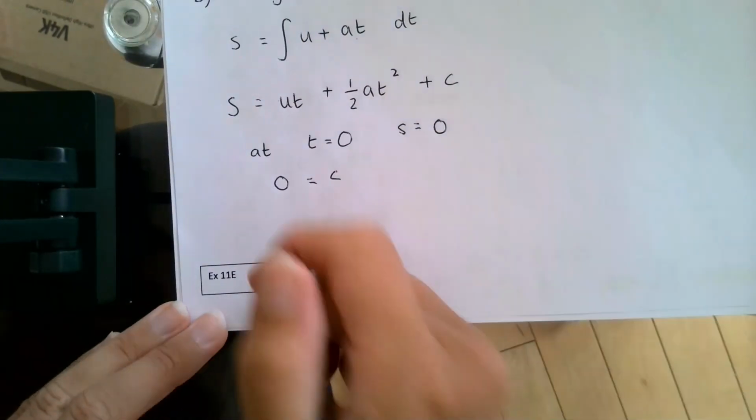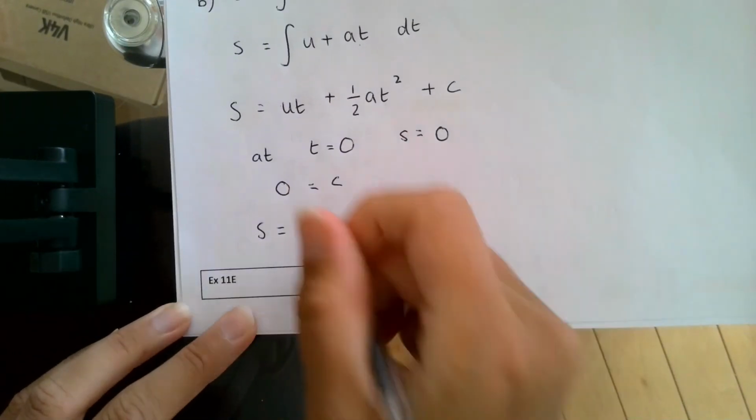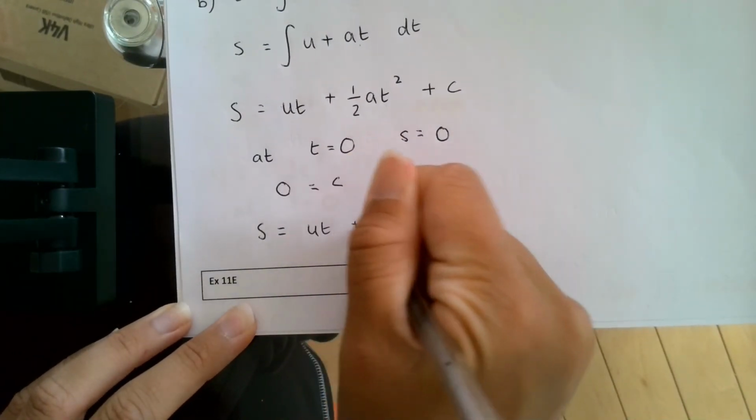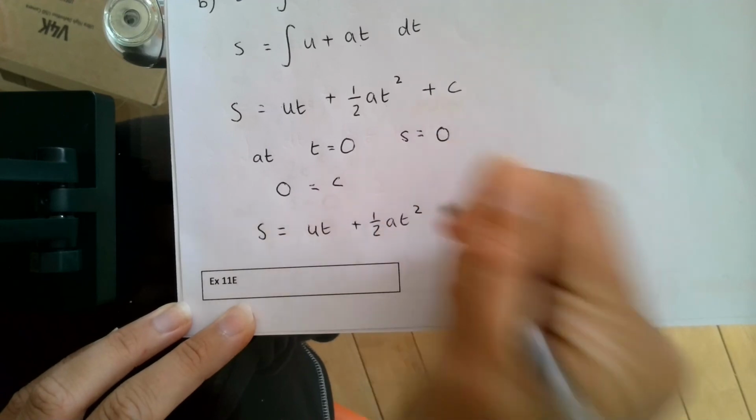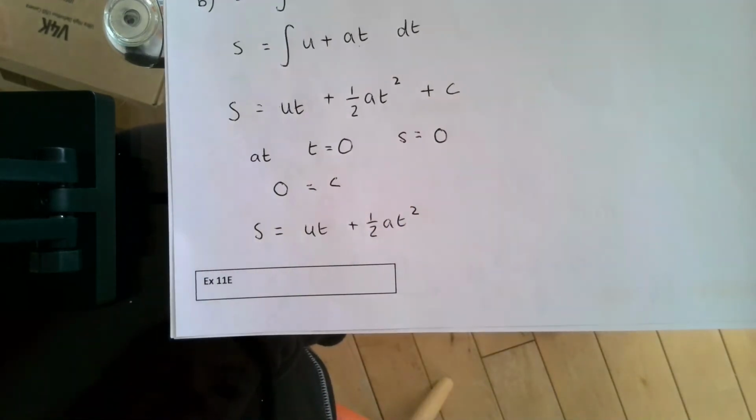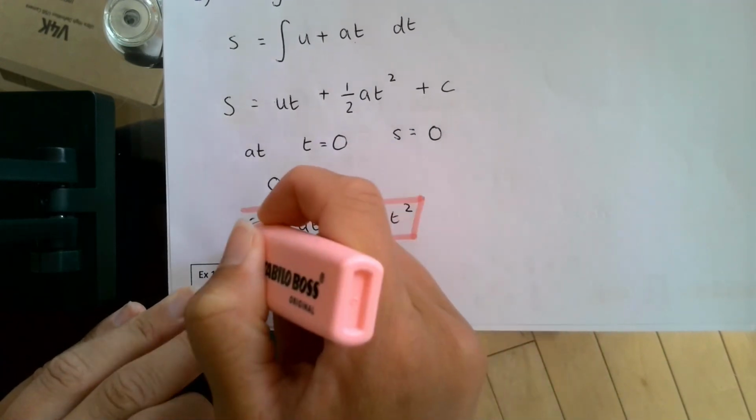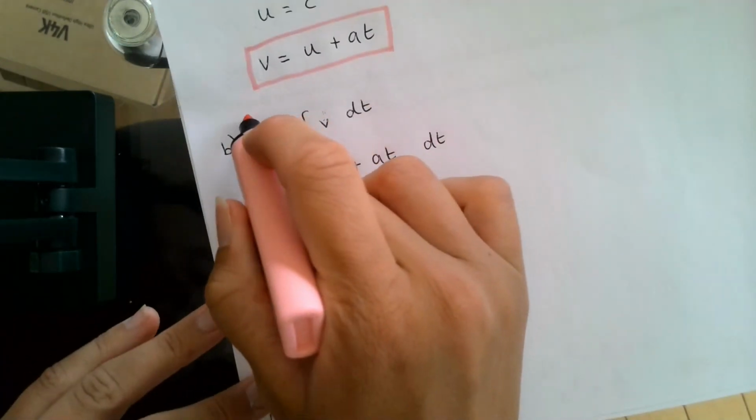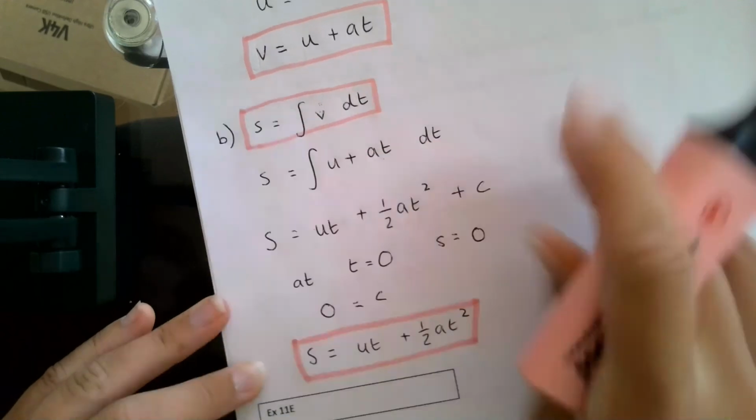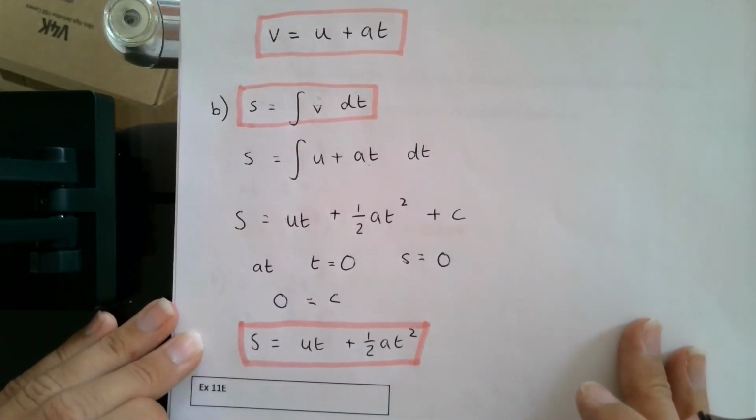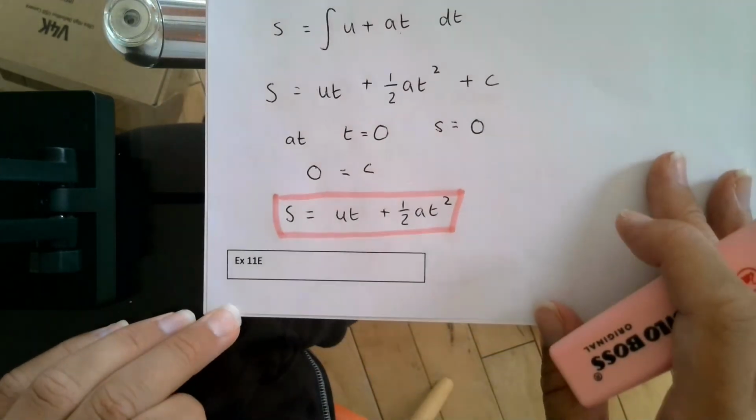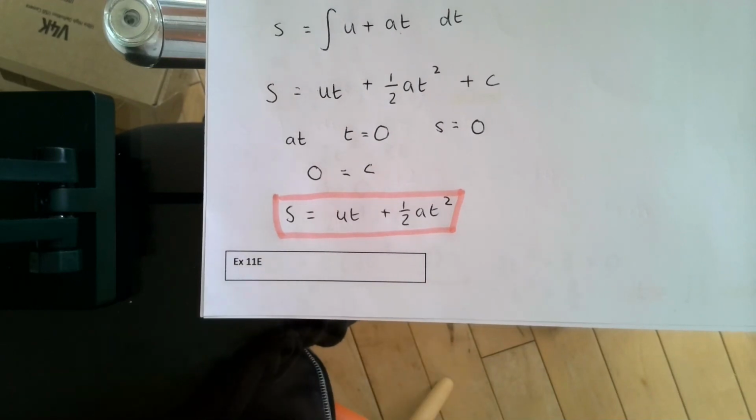And therefore, that's my final answer. S is equal to ut plus a half at squared. C is equal to 0, so I don't need to include that. And there we've just proved that TBAT formula for displacement. And we did that by integrating the velocity, which we'd found in part A. Okay, you should be able to have a go now at the very final exercise, which is exercise 11E.